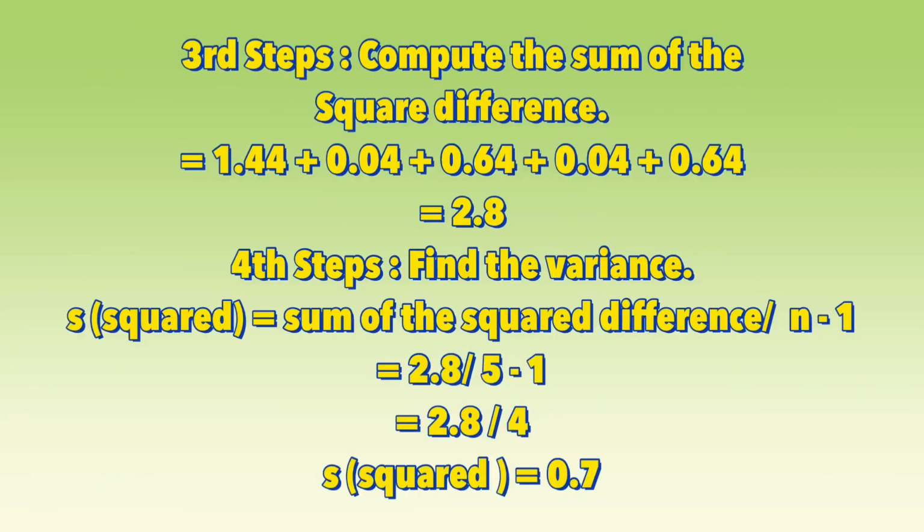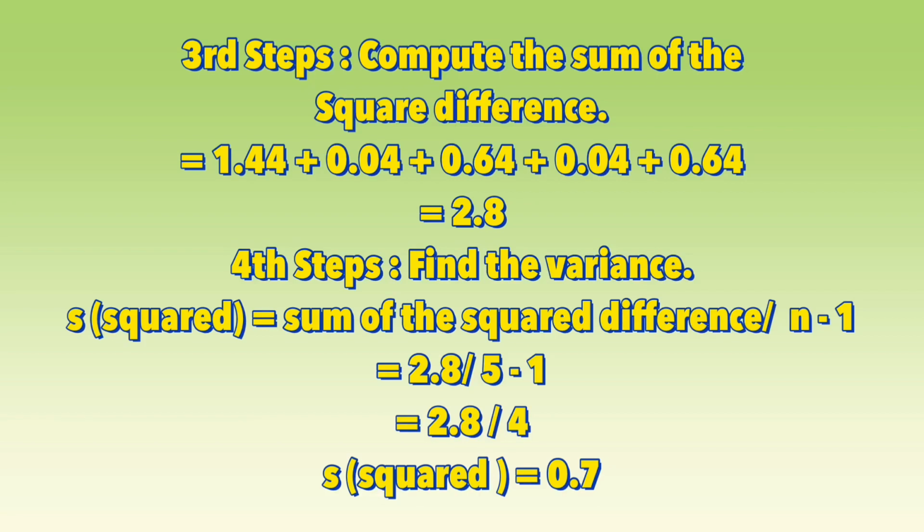The third step, we have to compute the sum of the squared differences. The squared differences are 1.44 plus 0.04 plus 0.64 plus 0.04 plus 0.64. This came from the second step. Then we add, and the total is 2.8. The next step is to find the variance.